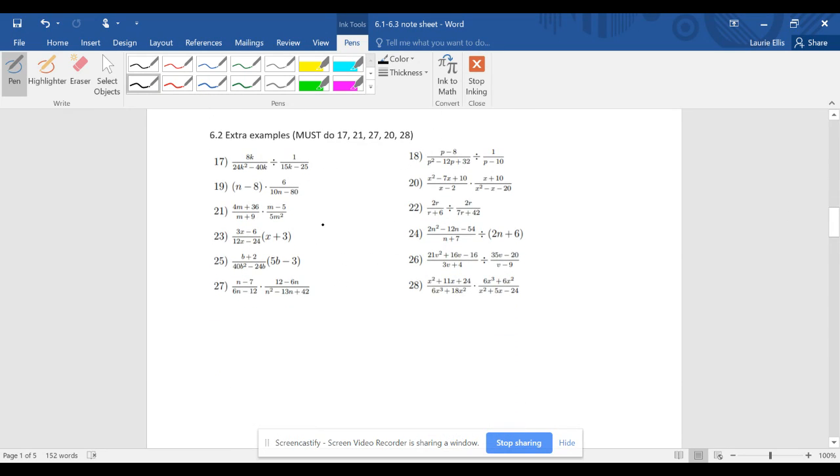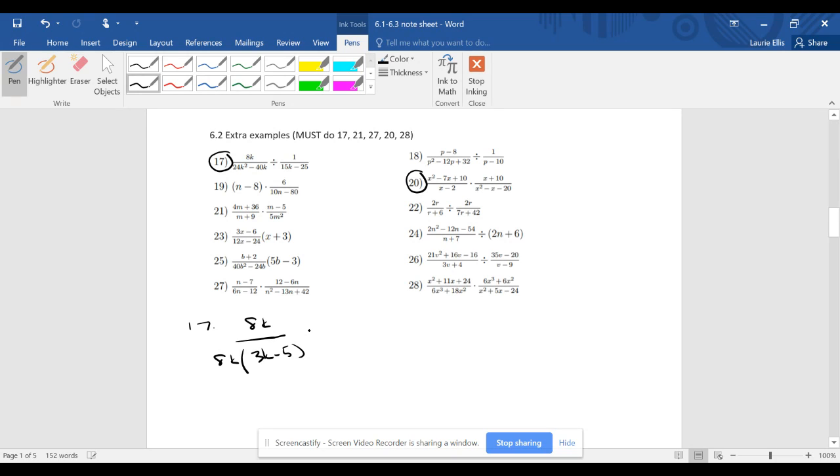All right, in these, I'm going to do 17 because it's a division problem. And then I am also going to do, let's do 20. Okay, so on 17, my numerator, we'll just leave it as 8k. My denominator, my greatest common factor is 8k, and then 3k minus 5.